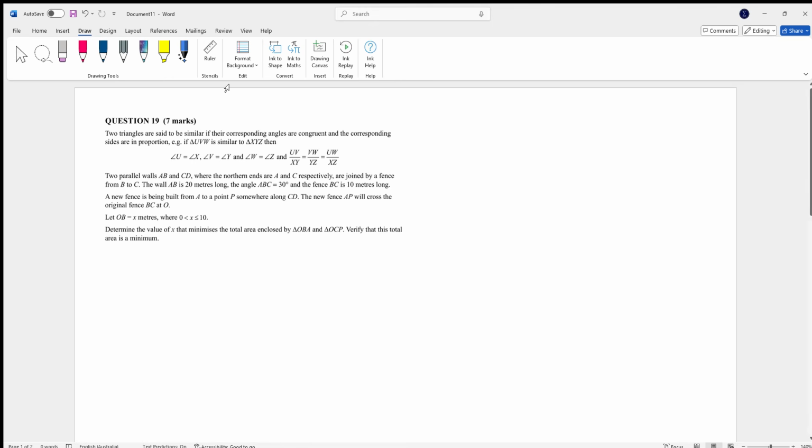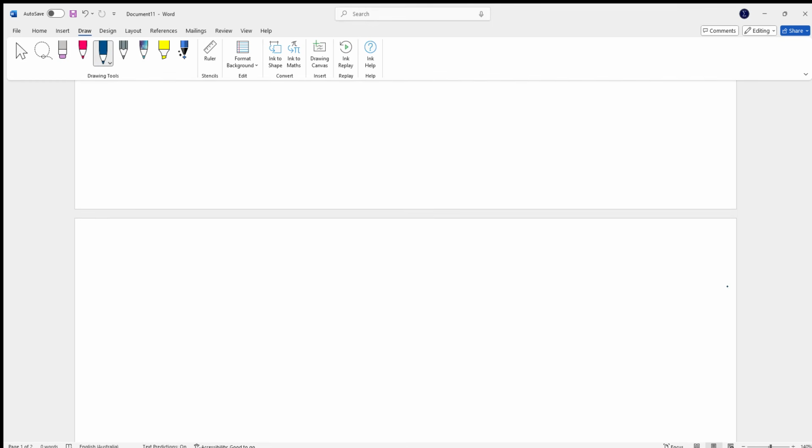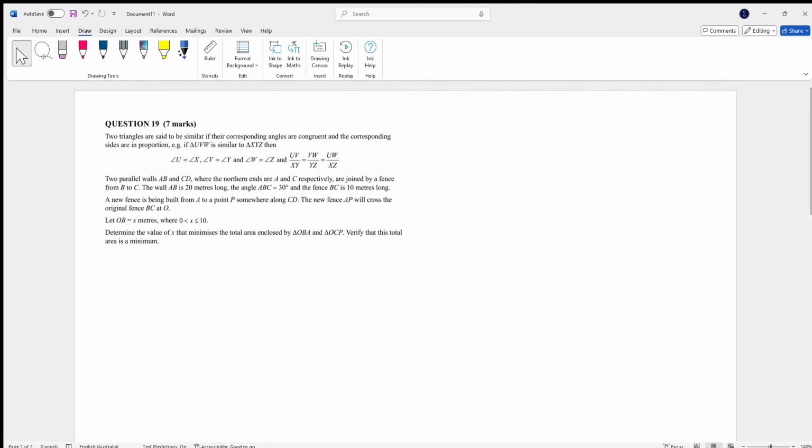But let's get straight into question 19, because this one is one of the hardest ones I've ever seen. But let's just see how we can break it down and make it a lot easier than it makes itself out to be.